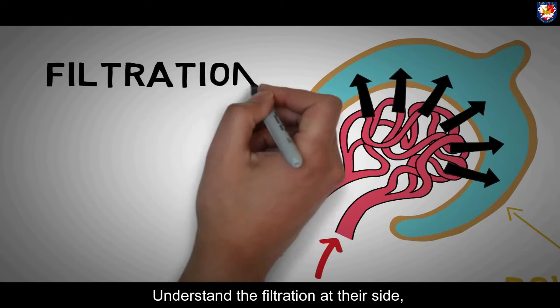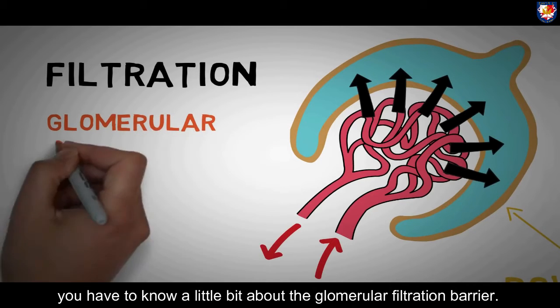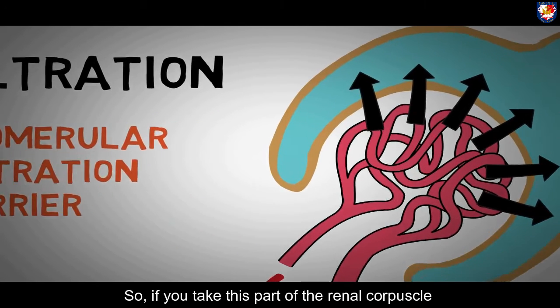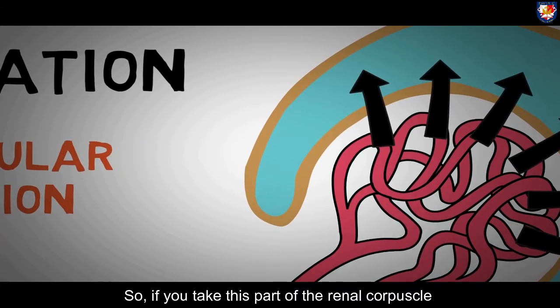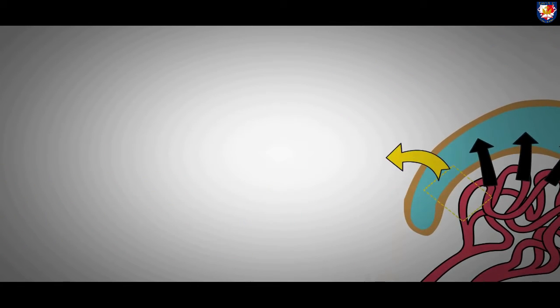To understand filtration at this site, you have to know a little bit about the glomerular filtration barrier. So if you take this part of the renal corpuscle and look at this microscopic view, it will look something like this.